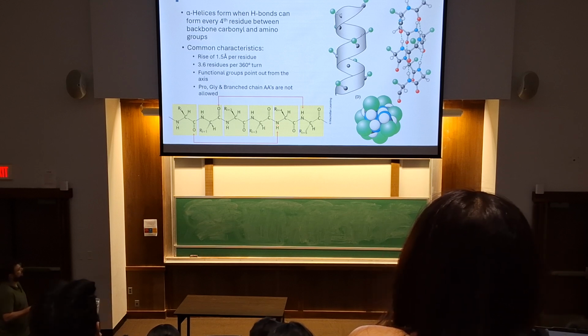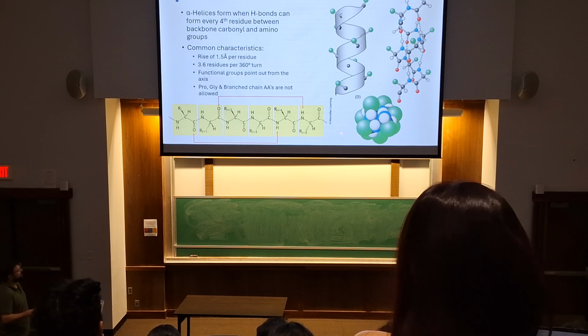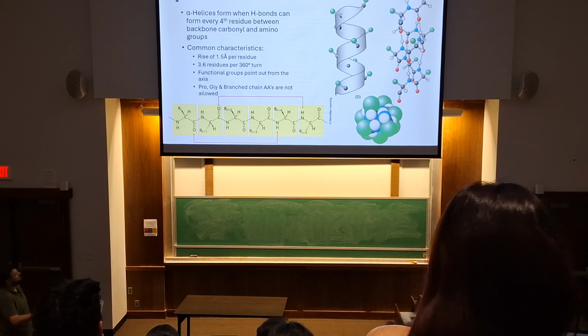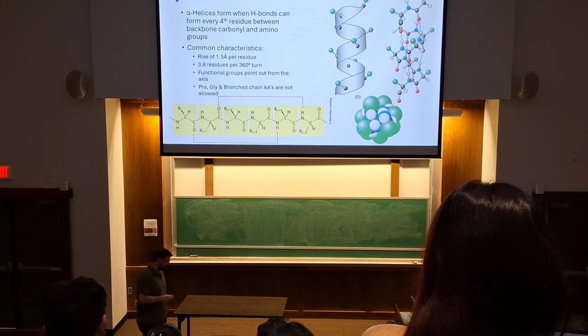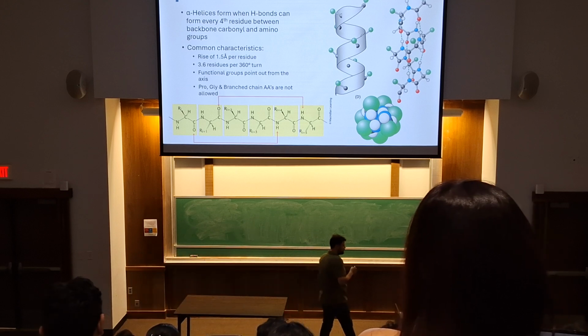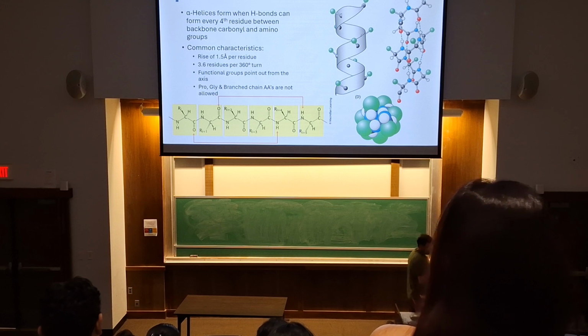1, 2, 3, 4. Here we get a hydrogen bond between the backbone. Here we get a hydrogen bond between the backbone on the next carbonyl. Here we get a hydrogen bond between the amino group on the next one, and so on and so on. And we can see all those hydrogen bonds here in the dotted lines, right? So here's a ball and stick representation of an alpha helix. It's stabilized by hydrogen bonds between the backbone carbonyls and the backbone amino groups.